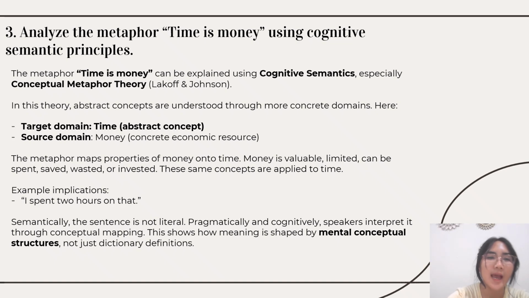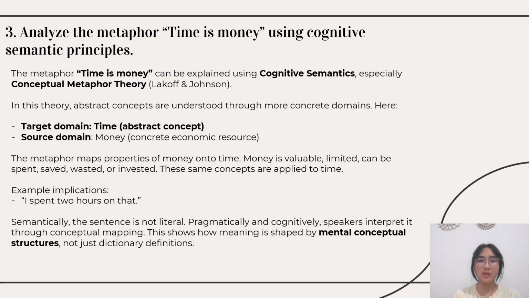The next is: analyze the metaphor "time is money" using cognitive semantic principles. The metaphor "time is money" can be explained using cognitive semantics, especially conceptual metaphor theory by Lakoff and Johnson. In this theory, abstract concepts are understood through more concrete domains. Here, the first is the target domain: time, an abstract concept. The second is the source domain: money, a concrete economic resource.